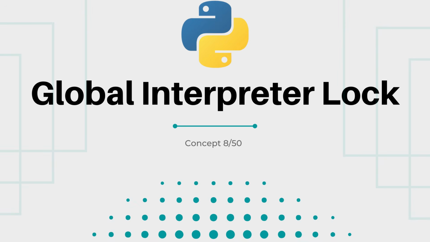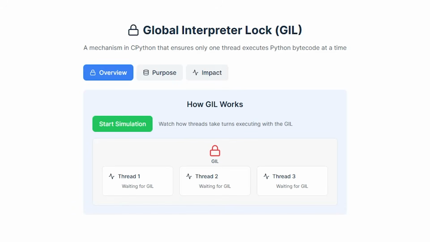So how does the GIL work? It allows only one thread to execute Python bytecode at a time, even on a multi-core CPU. So threads take turns holding the GIL. A thread must acquire the GIL before executing, and the GIL is released after. And the GIL is released either when the thread encounters I/O operations, such as file or network access, or periodically during long-running operations to let other threads run.